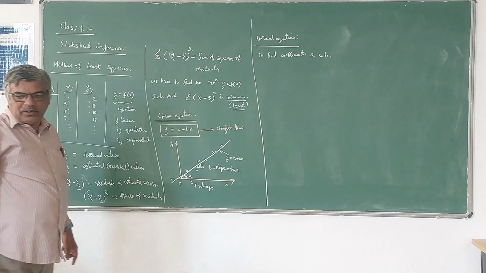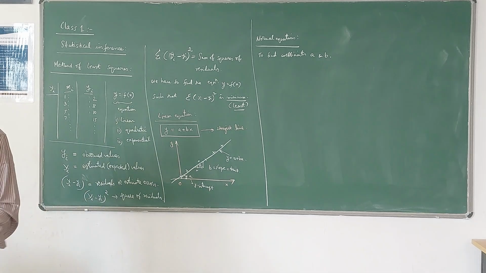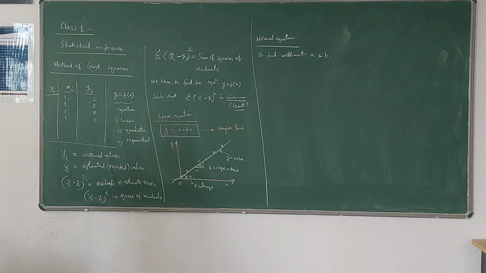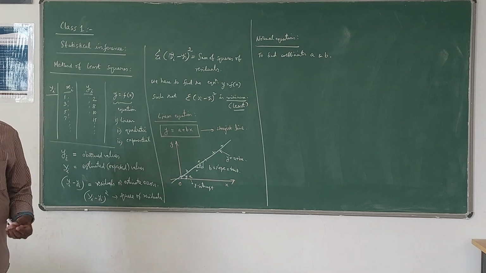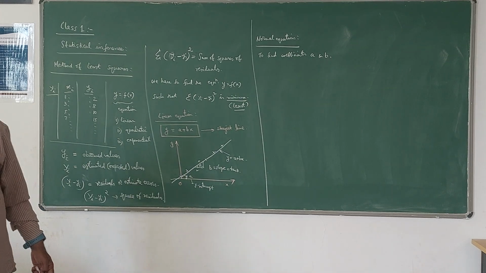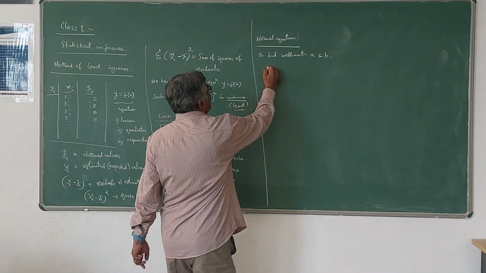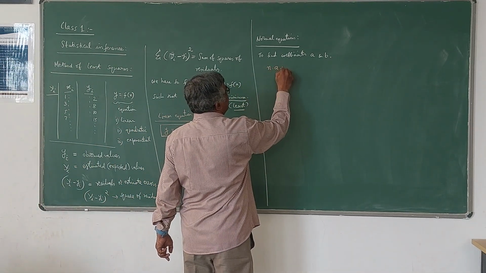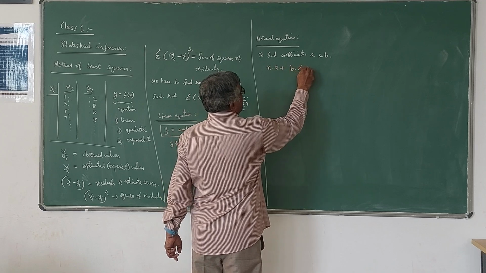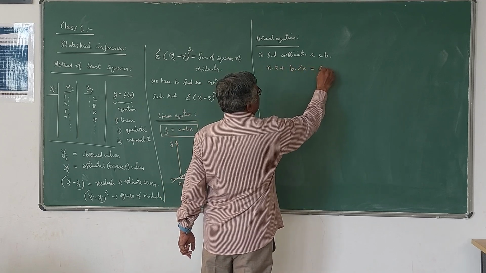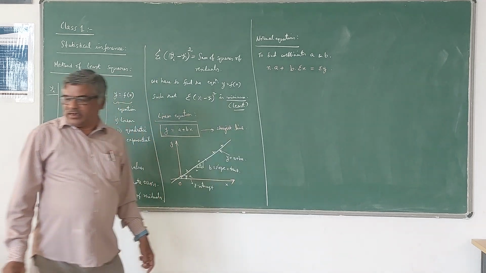So we need two equations because there are two unknowns there. Once you get the values of a and b, the equation can be obtained. So the normal equations are na plus b sigma x is equal to sigma y. This is the first equation: n into a plus b into sigma x is equal to sigma y.